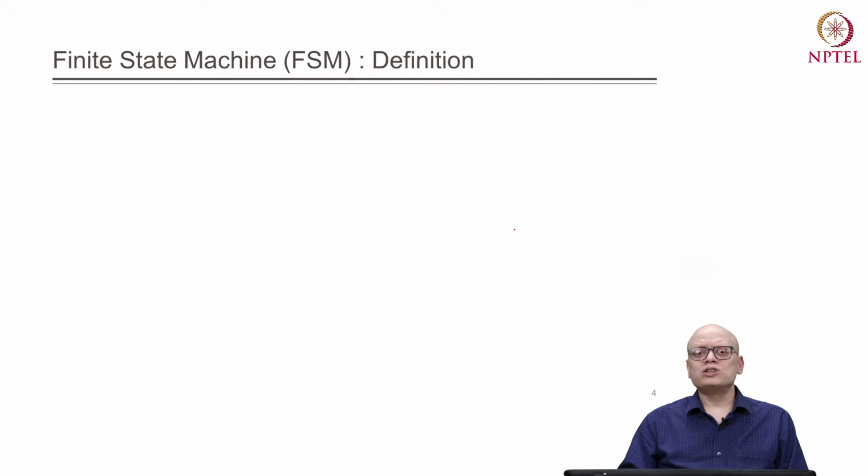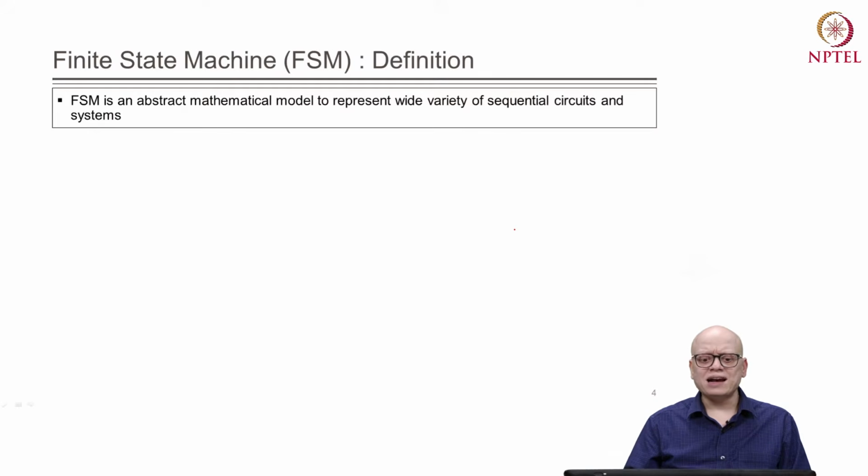Now, sequential logic optimization works on the FSM representation of a given circuit. So, let us first understand what is an FSM. FSM is an abstract mathematical model to represent a wide variety of sequential circuits and many other systems. For example, biological systems and many other systems also use FSM for modeling.